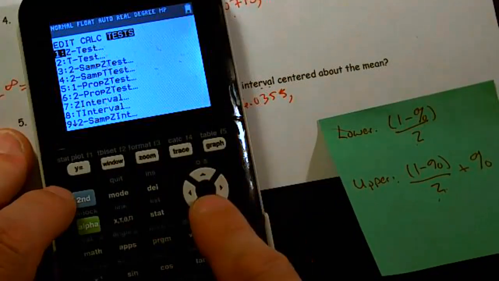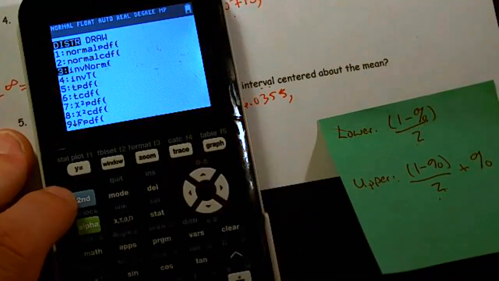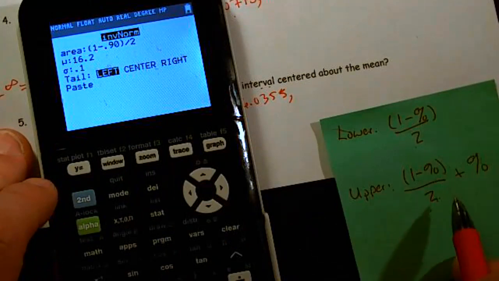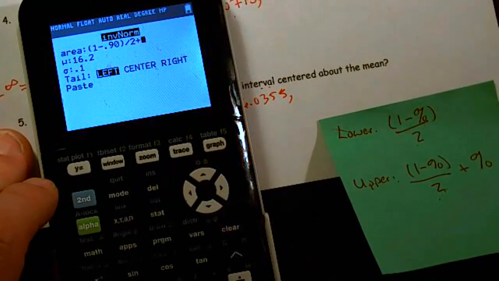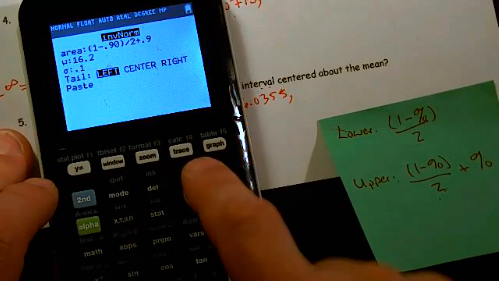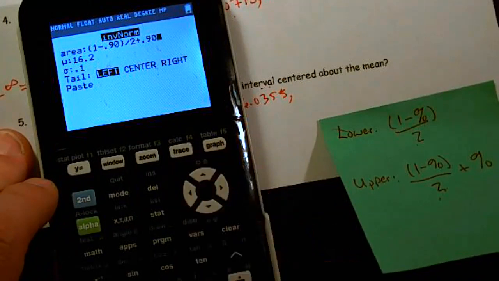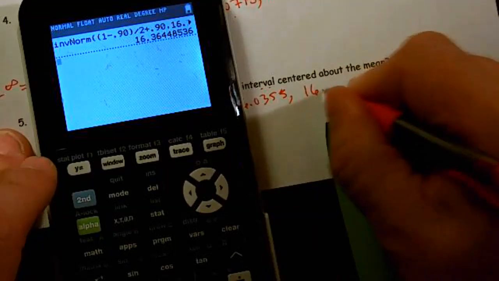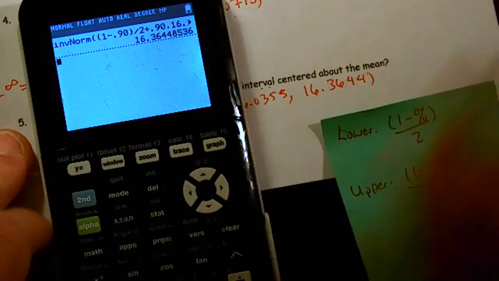Stat test, second vars, inverse norm. And we need to find the upper one, which means I need to come back and add the percent. Plus 0.9. Oops. So we'll go ahead and do it plus 0.90. And I get 16.3644.